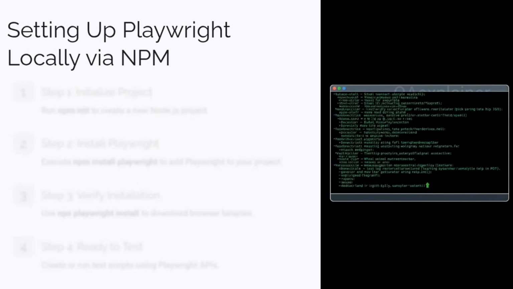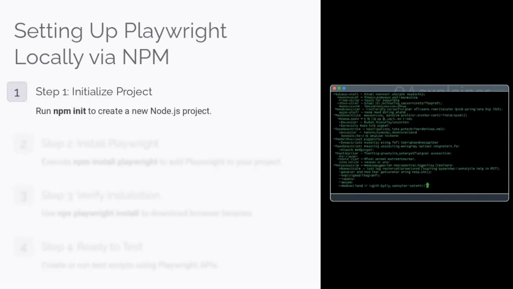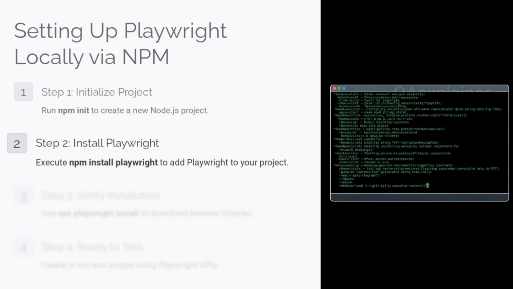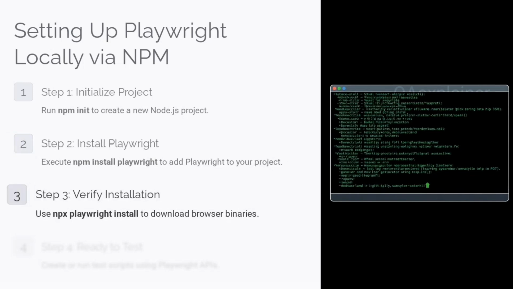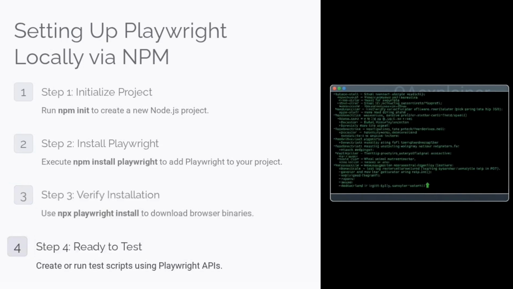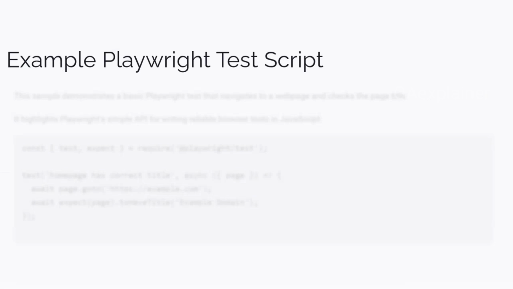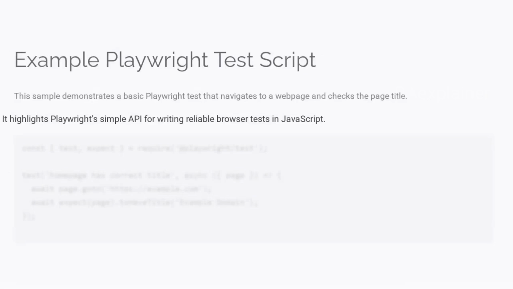Okay, so here is how you can set up Playwright via npm. npm is the node package manager. First you need to initialize node on your local machine, then you need to install Playwright, and then you need to install the browser binaries on your system. That installation is very easy. Just use the following steps and then you are ready to go. You can create and run test scripts via Playwright, and Playwright communicates with the browser binaries via Playwright APIs.